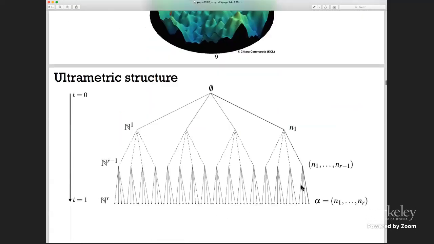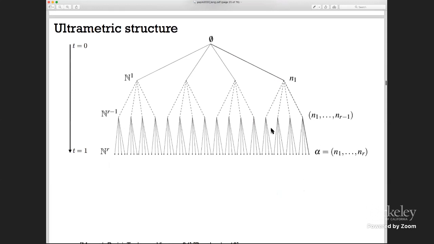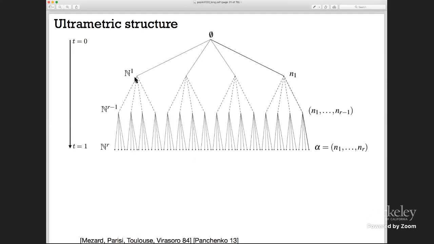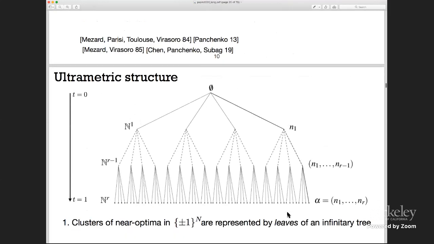Yeah, thanks. So for the sake of this algorithm, we're going to exploit this celebrated structure that is called the ultrametric structure that organizes the optima, or the approximate global optima, of this Hamiltonian. This has been discovered by physicists and has been progressively better understood by mathematicians. So here we have a tree. You can picture a tree that has a root and then branches infinitely often.